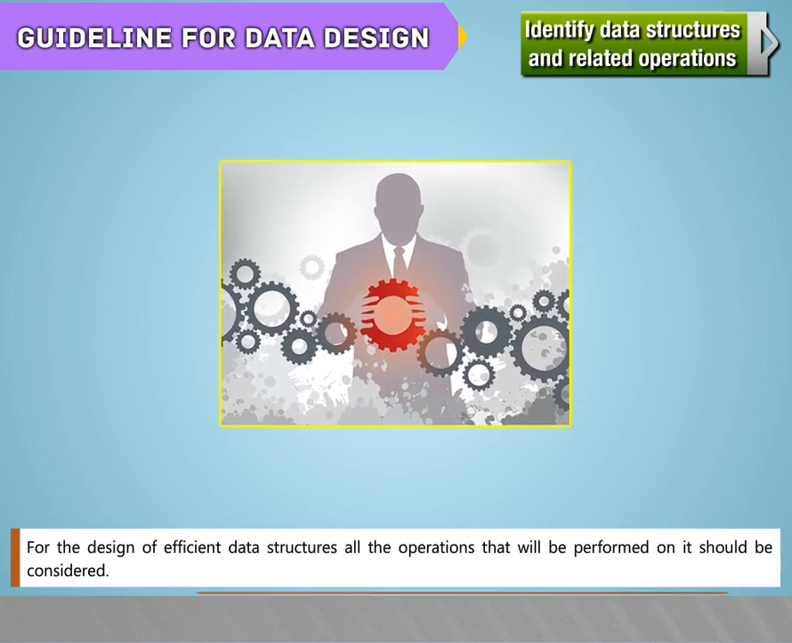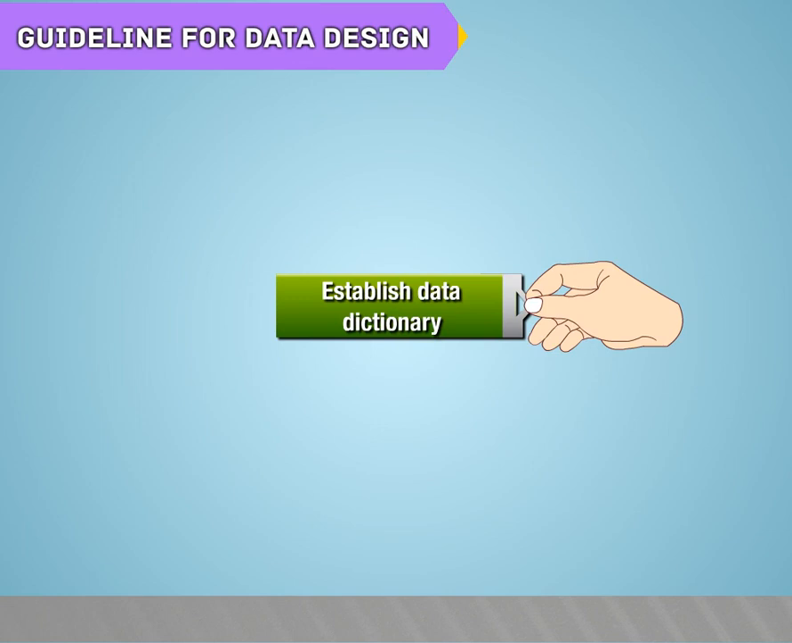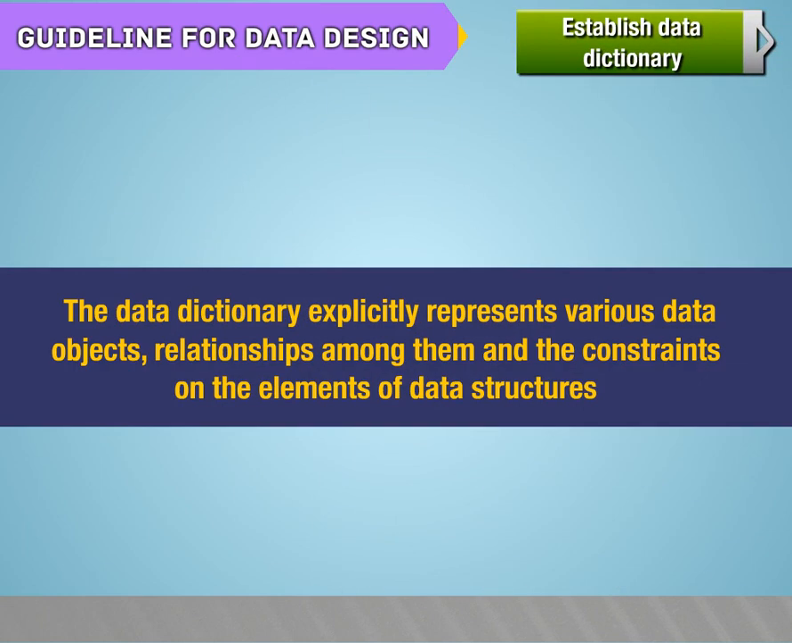For the design of efficient data structures, all the operations that will be performed on it should be considered. Establish data dictionary. The data dictionary explicitly represents various data objects, relationships among them, and the constraints on the elements of data structures.